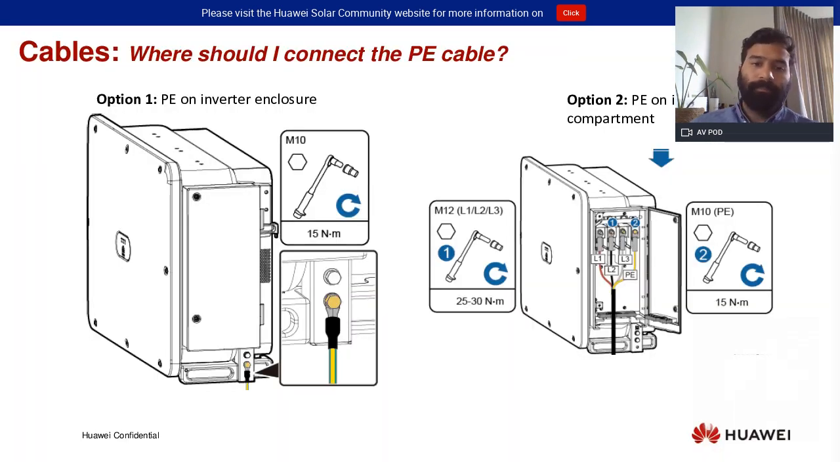For the PE, this is also a very common question. As you know, you need to install a PE for protection. The 195 KTL, you could do it in two ways. You have a PE on the inverter terminals, or you also have an external lock. You can use any of them. It's up to you.